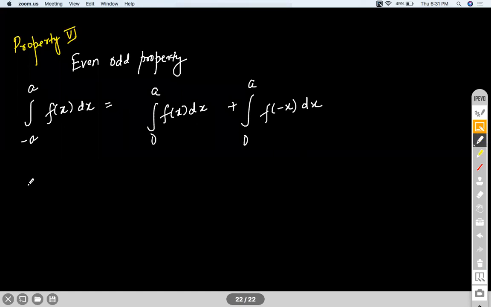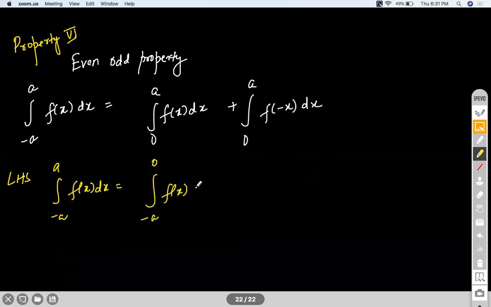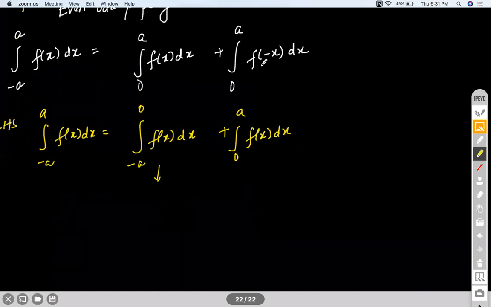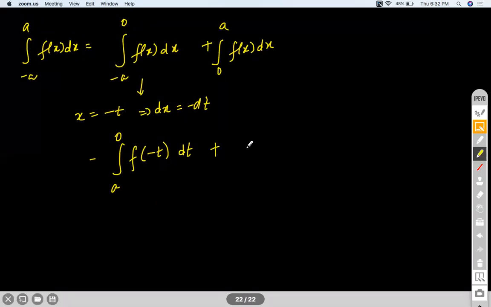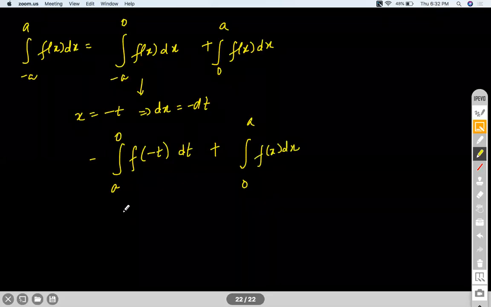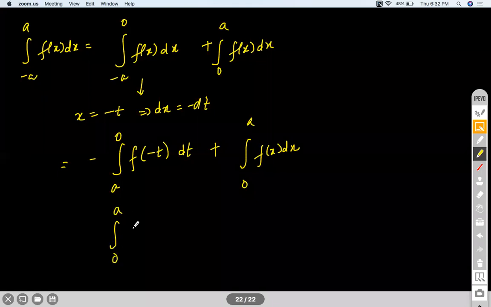Okay, so let me prove this mathematically. Let me start with the left hand side. So minus a to a f of x, you can break it up as minus a to 0 and 0 to a. Let's not disturb this part. Let's work on this part. Looking at the result only, you'll get the idea how to prove it. You just have to put x as minus t. Correct? So dx becomes minus of dt. Now limits of integration will become a to 0. So f of minus t, and dx is minus dt. You can switch the position of the upper and the lower limit and observe the negative sign. The right hand side will be just carried forward. So here just switch the upper and the lower limit and observe the minus sign.